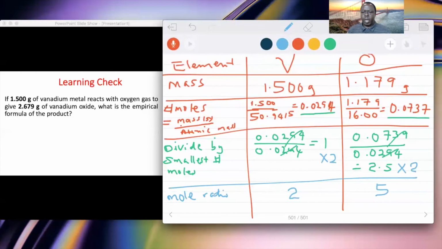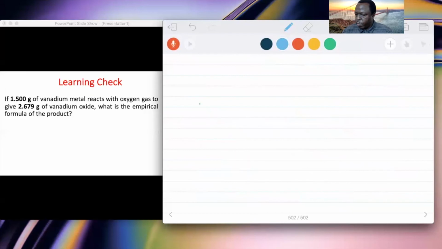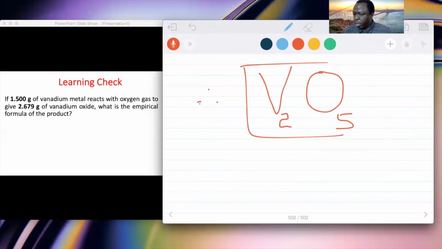I'm multiplying by 2, but it's not always that you multiply by 2. Sometimes it's just a whole number. If it is a whole number, we just go by that whole number. That mole ratio is what I need to write down the empirical formula of my compound. Therefore the empirical formula is V2O5.